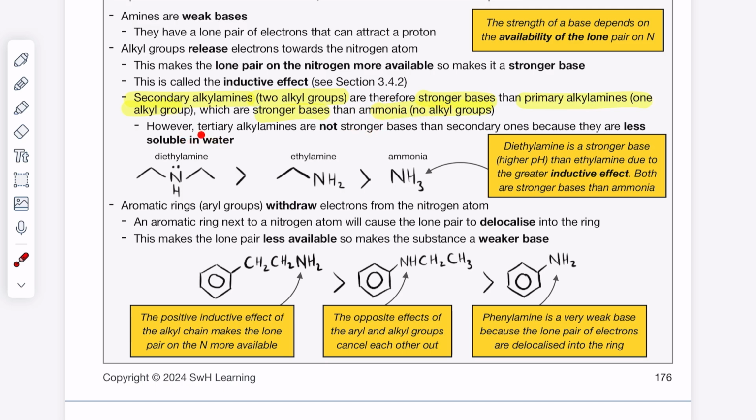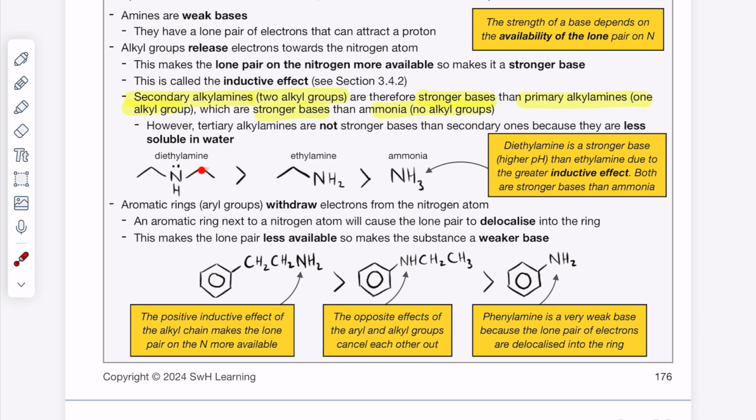However, one thing to be aware of is that tertiary alkylamines are not stronger bases than secondary ones, and that's due to them being less soluble in water. So it just goes a little bit against what we just said here. So if we look, diethylamine with its two alkyl groups is a stronger base compared with ethylamine, which is a primary amine, versus ammonia, which is the weakest base. And that's all due to ethylamine having a greater inductive effect, and then again a greater inductive effect here.